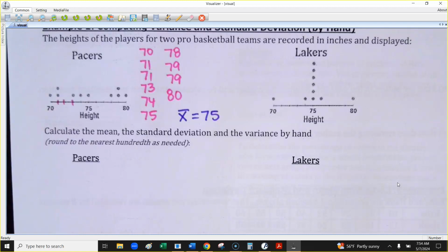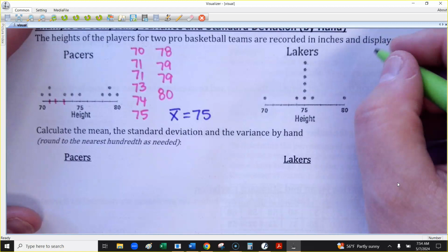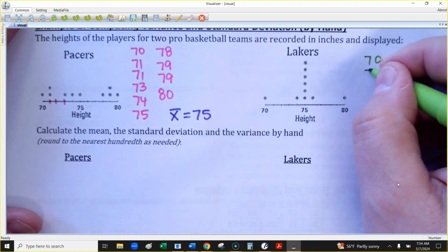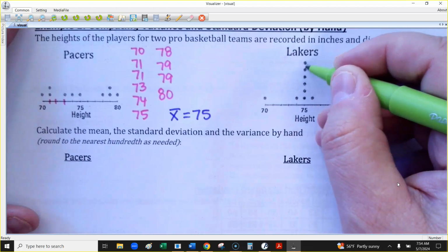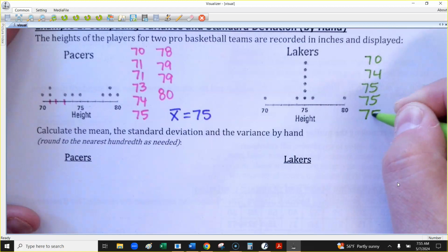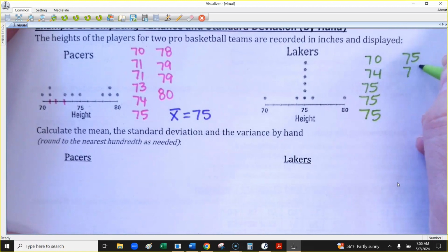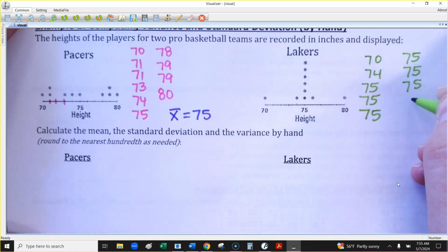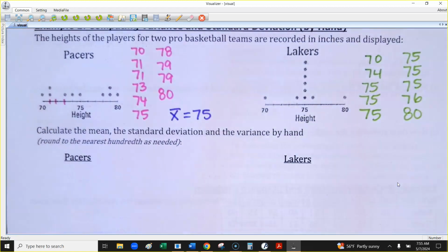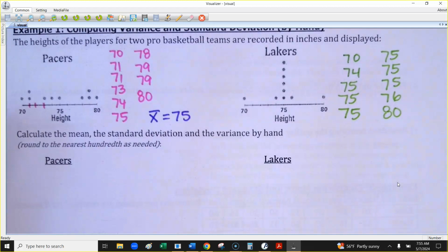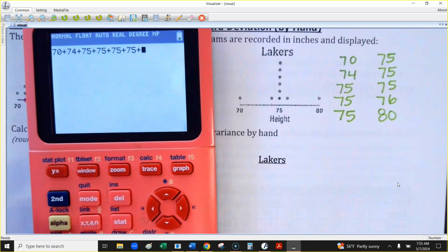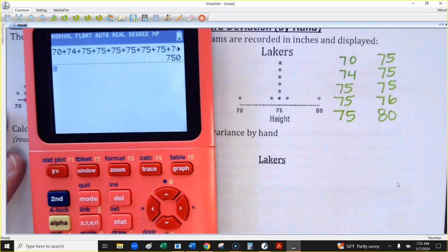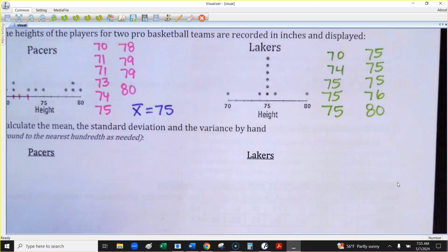Okay, let me switch over to the Lakers real quick, and I'm just going to write their heights down and find their mean too. You've got one person that's 70 inches. You have one person at 74, and then we have a ton of dots on the 75. So we've got 1, 2, 3, 4, 5, 6 different people that have a height of 75 for the Lakers. One person at 76 and one person at 80. So I'm just transferring the dot plot into writing some numbers out. So let me find their average also. We're just going to add these up and divide by 10, because you've got 10 people. Okay, make sure I type that 6 times. I totally did. All right, plus 76 plus 80. And I actually got 750 again, so that means these guys are going to have the same average.